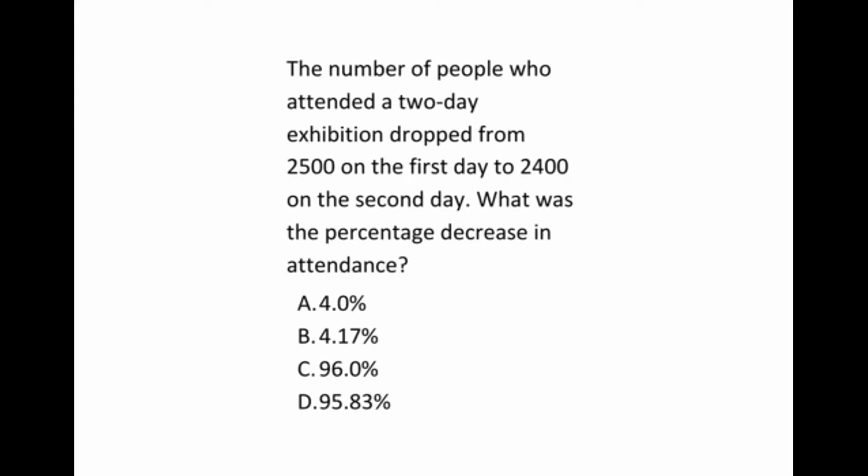First, let us analyze the question. We are told that the number of people who attended a 2-day exhibition dropped from 2,500 on the first day to 2,400 on the second day. Then we are asked to give the percentage decrease in attendance. Therefore, we get the difference between 2,500 and 2,400. Therefore, we can proceed as follows.